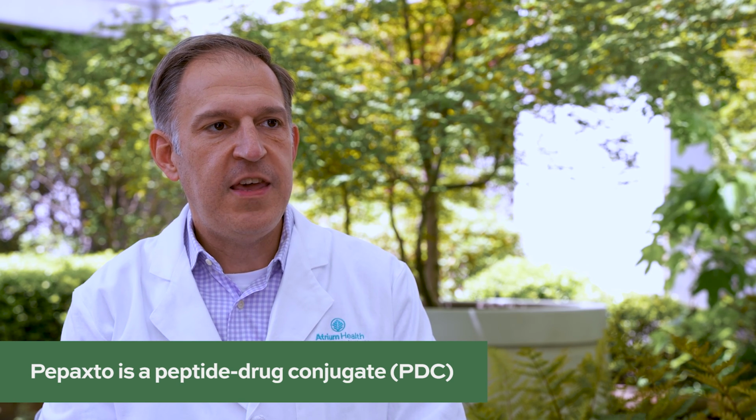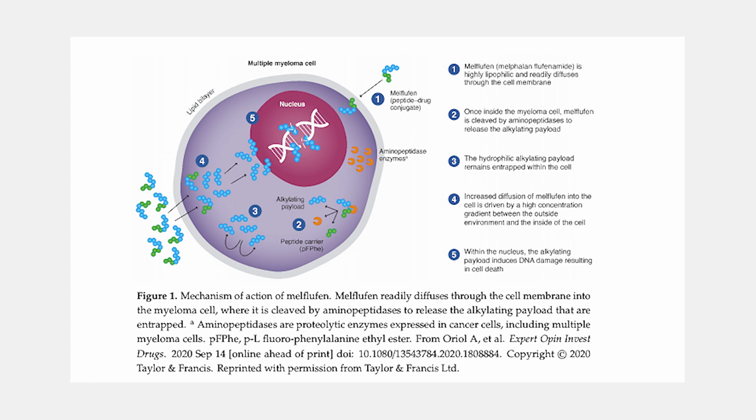So melphalan flufenamide is a novel spin on an old idea, that old idea being alkylator therapy for multiple myeloma. So melphalan flufenamide is a peptide drug conjugate. And what that means is that the alkylator portion of the therapy is attached to a peptide. This peptide is what we call lipophilic. What that means is it's fat-loving. That allows it to actually cross the cell membrane, the surface of the myeloma cell, inside quite readily.